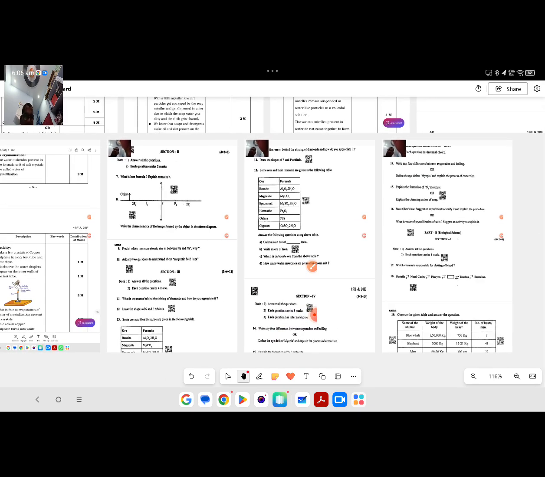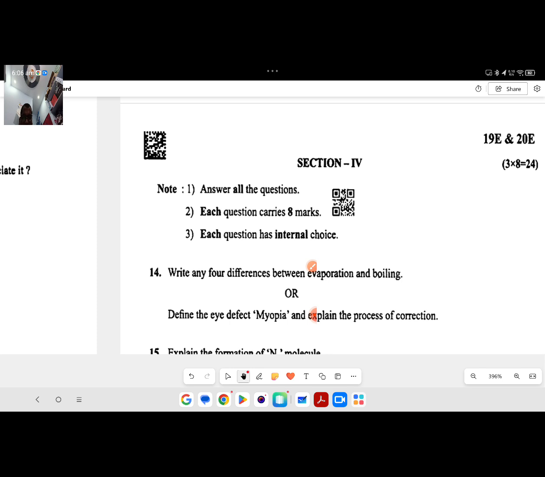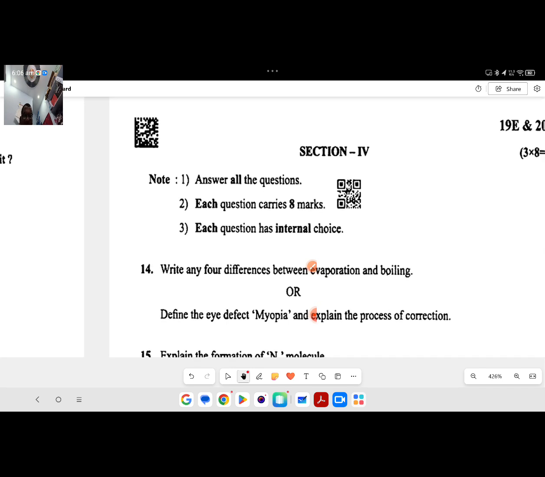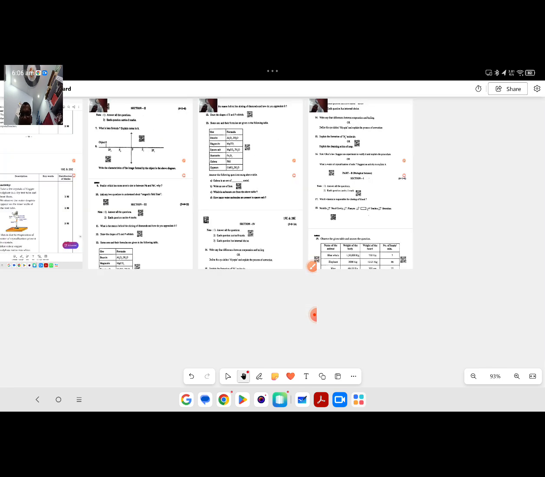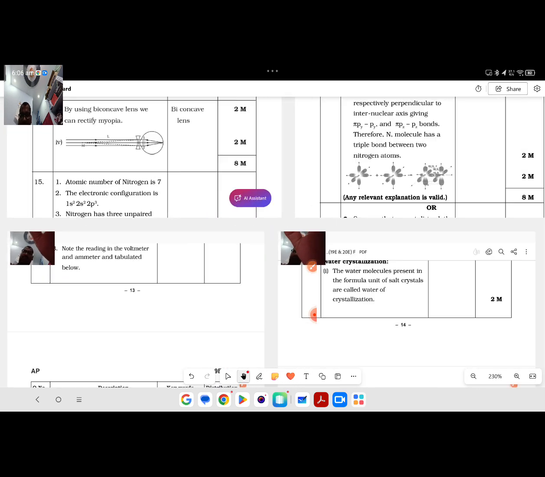Right. So explain the formation of nitrogen molecules. Here the question is: explain the formation of nitrogen molecule. It is from chemical bonding. If this type of question is given, how the key sheet mentions what type of answer you should write, just look here.